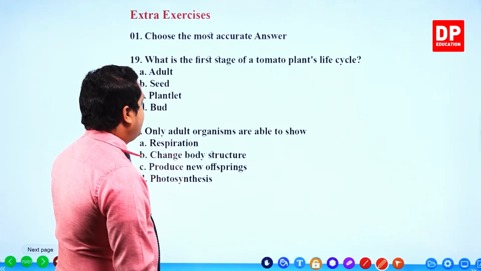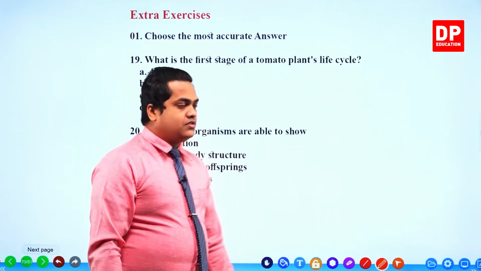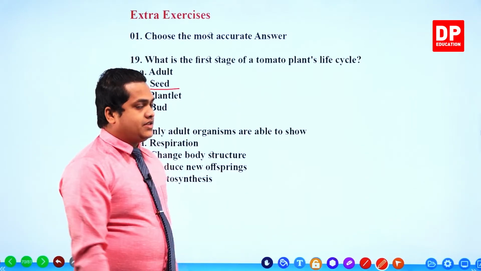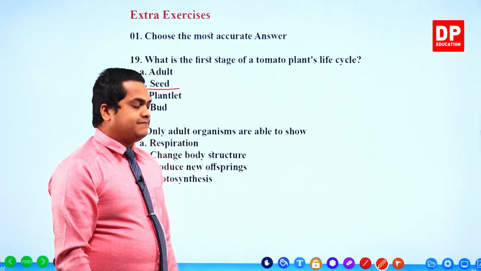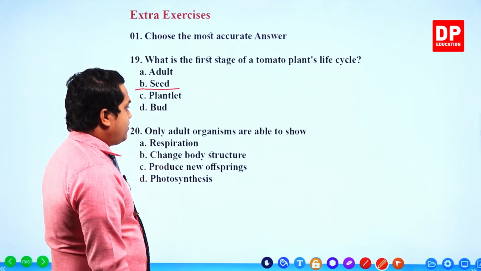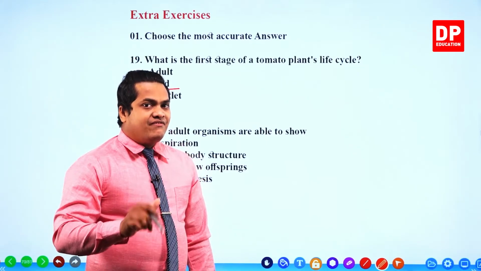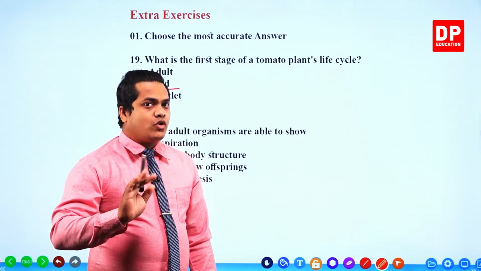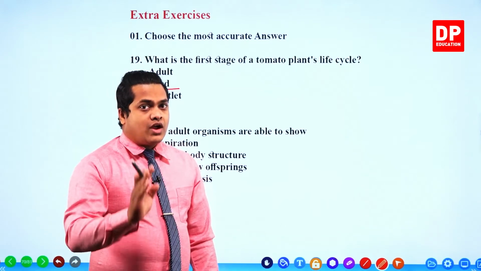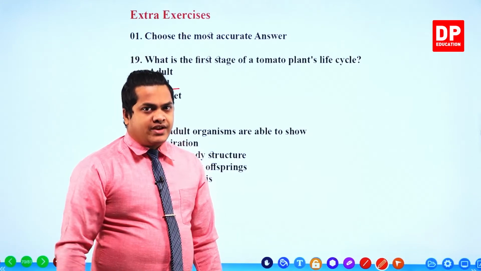Each and every plant, we know, is going to start their life from a seed. From a seed, each and every plant is going to start their life cycle. Only adult organisms are able to show, only the adult able to show. Under the nymph, we discussed that nymphs are not matured and they cannot reproduce. So, adult is the organism which is able to reproduce, my dear children.